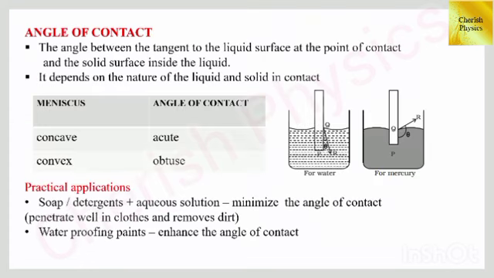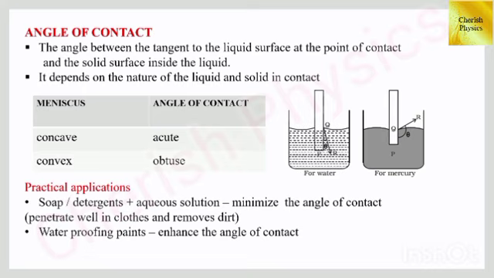Next is the angle of contact. It is the angle between the tangent to the liquid surface at the point of contact and the solid surface inside the liquid. See the picture. The line R is the tangent to the liquid surface, which is at the point of contact Q, which touches the solid surface inside the liquid. The angle of contact depends on the nature of the liquid and the solid in contact. See the picture.